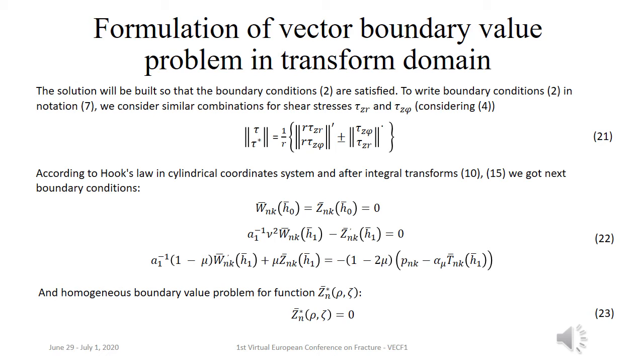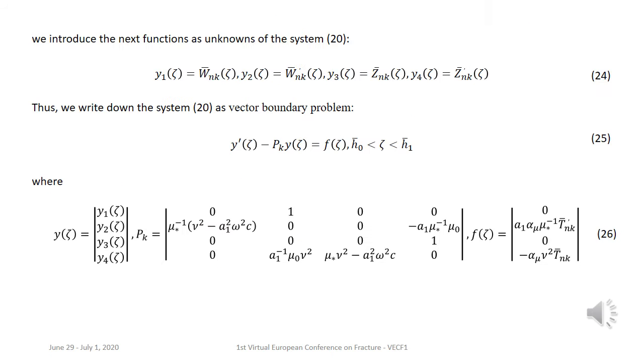To write boundary conditions true in the notation 7, we consider a similar combination for the tangential stress tau ZR and tau ZP, formula 21. According to Hooke's law in the cylindrical coordinate system and after integral transforms 10 and 15, we got the next boundary conditions, formula 22, and a homogeneous boundary value problem for the function Zn with star.